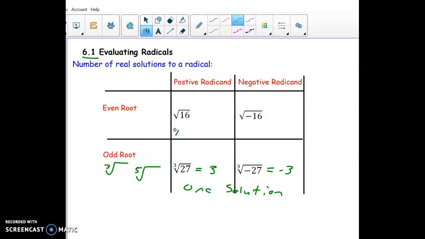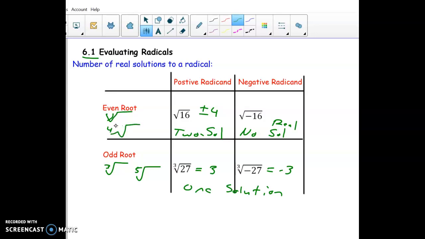So if it's positive and even, two solutions. So like here it'd be plus or minus 4. And here you'd have no solutions. All right, I guess I should say no real. It has two imaginary answers, but if it's negative and even, you have no real answers. And again, that's any even root like a square root or a fourth root.